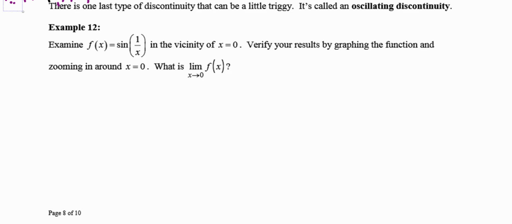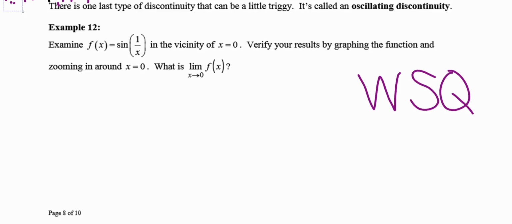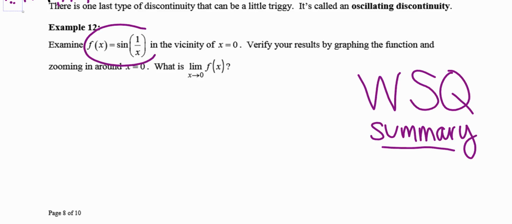Okay, the last type of discontinuity can be a little tricky. This is called an oscillating discontinuity. This is something that I would like you to do in your WISC, so you can do this in your summary part. If you look at this on a calculator and keep zooming in about 0, try to see what's happening, and write about it in your WISC.